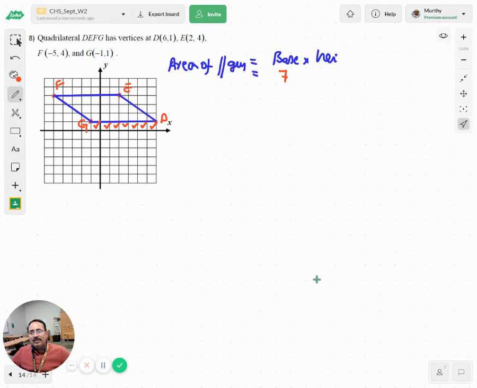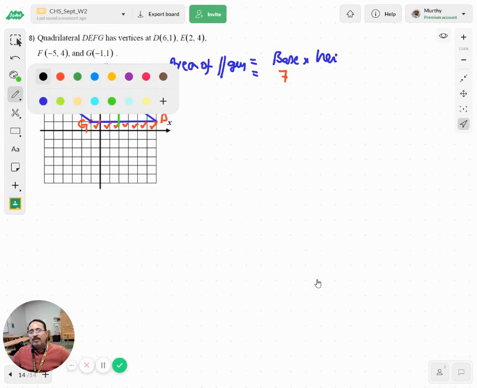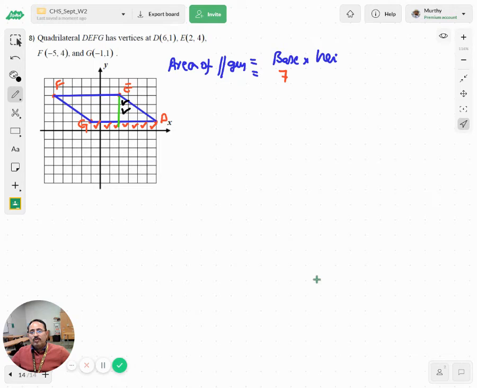Like, for example, let me take maybe a different color. So I can consider that this is the height. This is the height. So you can count the number of blocks, like 1 block, 2 blocks, 3 blocks. Therefore, height is 3. So 7 times 3, that is 21 square units, because these are the 21 blocks you'll be getting. But when it comes to perimeter, perimeter means the length of the boundary line.